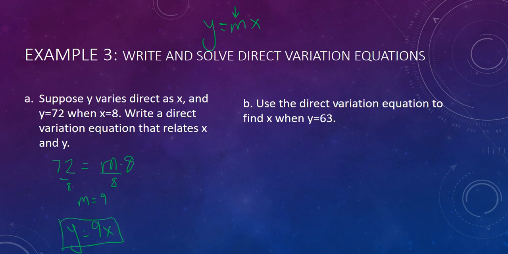Then part B says use that direct variation equation to find x when y is 63. So since y is 63, I'm going to put that in where the y is, and solve for x. So 9 times x, so you divide by 9, and x is 7. And that's all there is to direct variation.